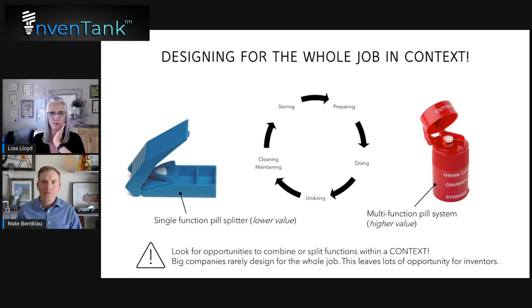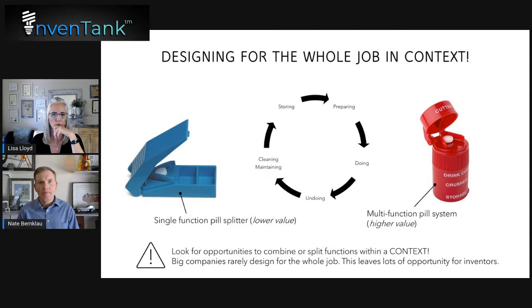So I noticed this on a Walgreens shelf. They had a pill cutter for slicing medications, and then I noticed another one down the row, and it was a multifunction pill system where somebody had the cutter, the storage, the drink. They had a crusher. They had all of this value chain. And I thought, well, this is a neat little thing I could put on one slide to drive this point home.